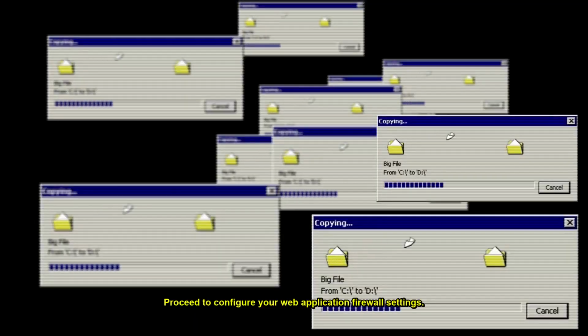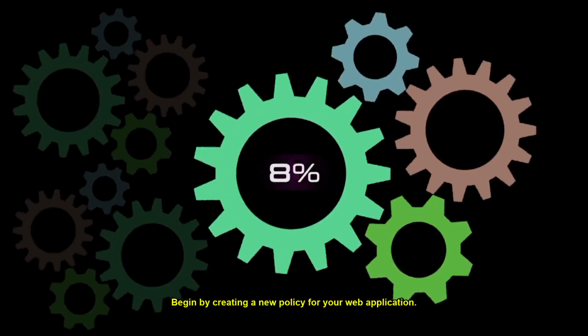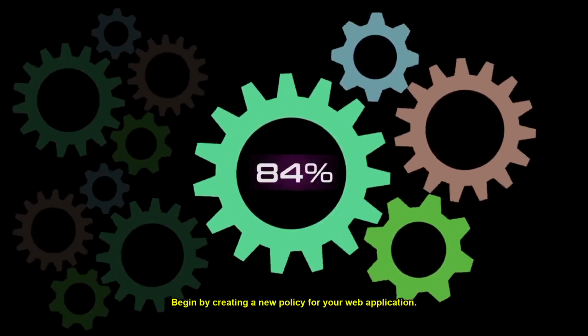Proceed to configure your web application firewall settings. Begin by creating a new policy for your web application. Specify the name and description for the policy you're creating. Define the type of traffic you want to inspect. Choose between a blocking mode or monitoring mode based on your requirements.